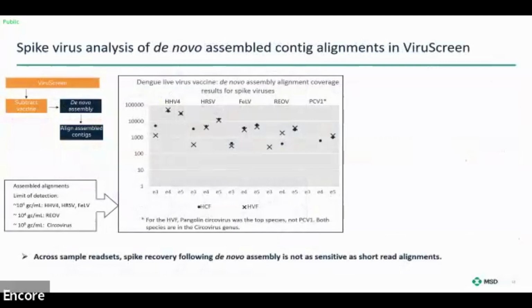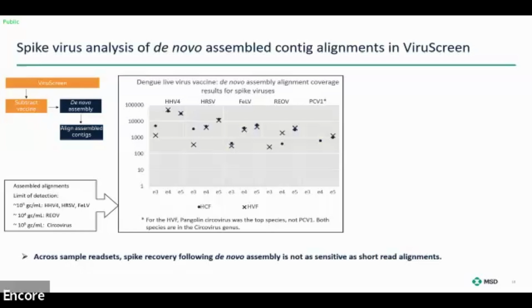Looking at de novo, again, just using the control fluids and harvest virus fluids, we're able to detect the 4 viruses pretty well. We have HHV4, HRSV, feline, and reovirus. We're only able to detect it at 10⁴.